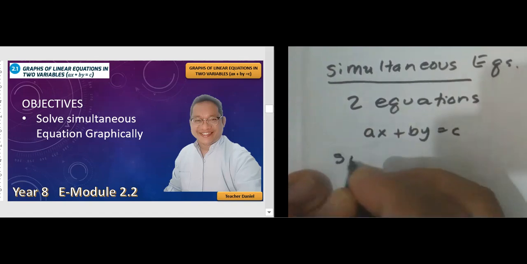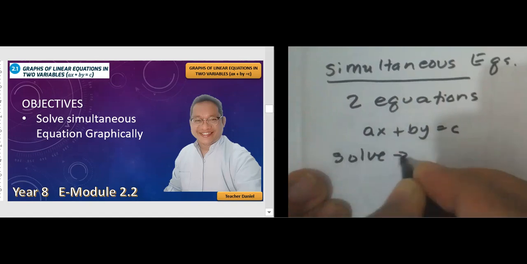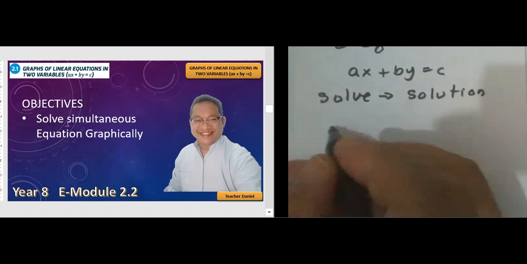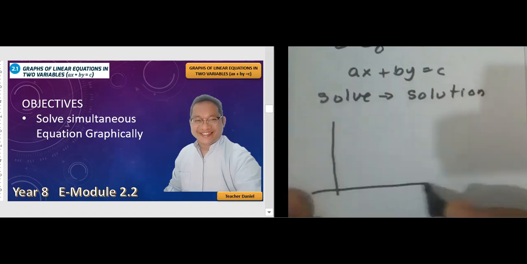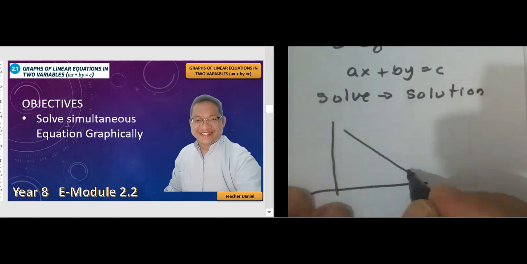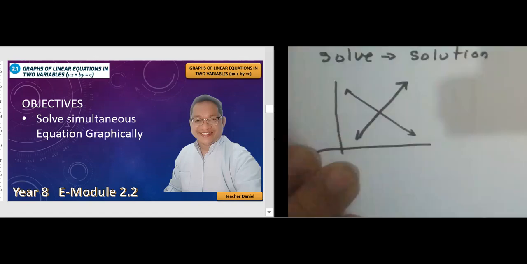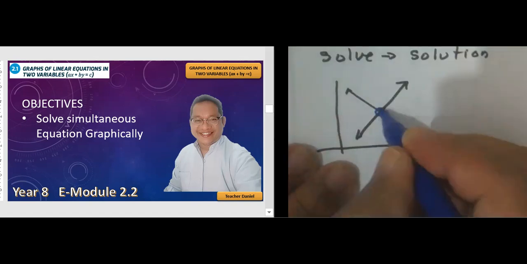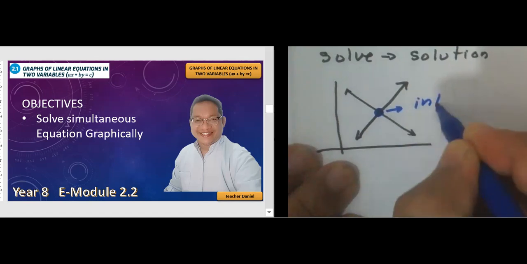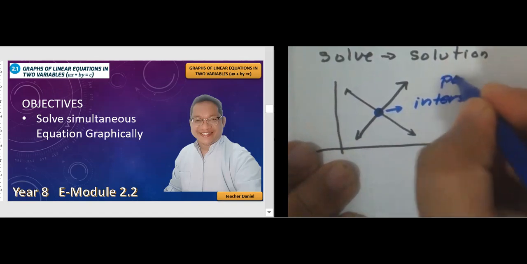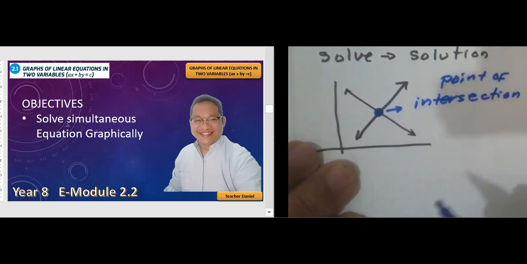Now, what do you mean by to solve? To solve means to find the solution. And what is that solution? So for example, you have two lines. Let's say that is the first line, and that is the second line. When you say to solve the equations, you are actually looking for this intersection. So to solve simultaneous equations is simply finding the point of intersection of the two lines.